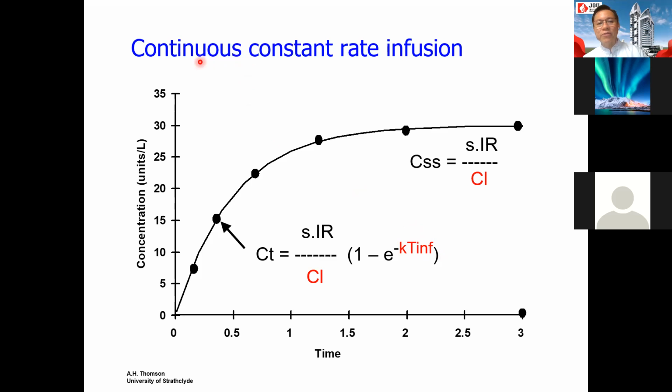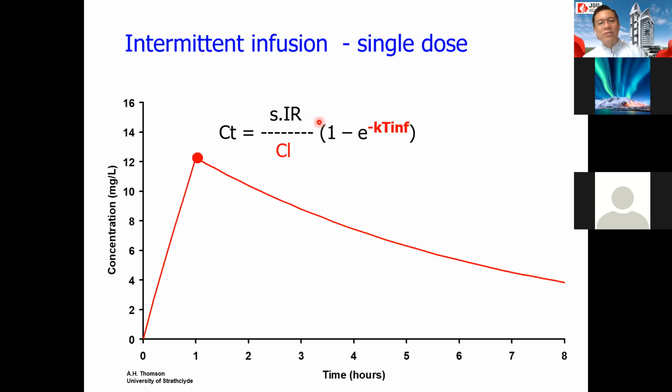This one is for continuous infusion. Later on, they have tau and all this. That one is intermittent infusion. You know what intermittent infusion is? It means short infusion. Let's say this drug is infused over 1 hour, then the infusion is stopped, so the concentration will go down. So this is a single dose in intermittent infusion.